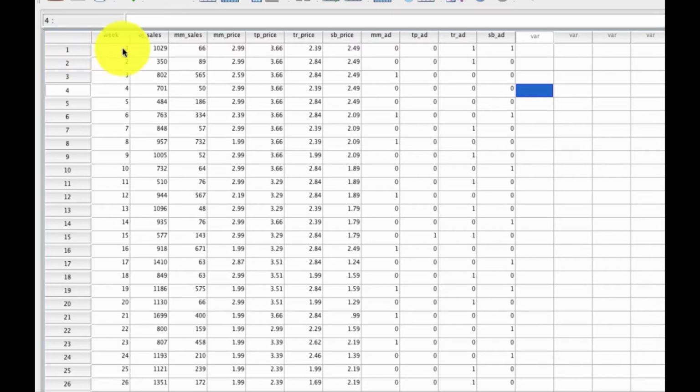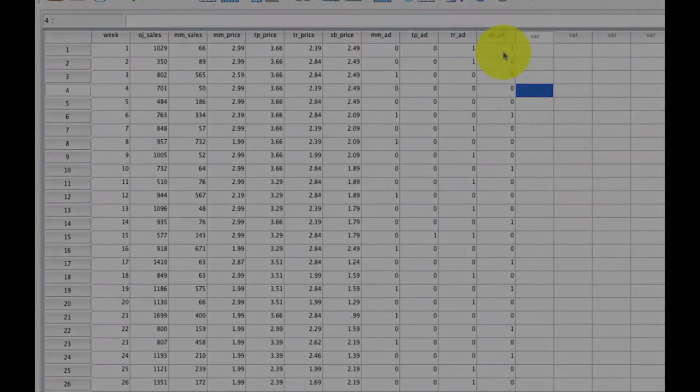So for instance, in this first row of data, there were 1,000 sales, 66 were for Minute Maid. Minute Maid charged $2.99, Tropicana Premium was $3.66, Tropicana Regular was $2.39, the store brand was $2.49. Minute Maid did not advertise, Tropicana Premium did not advertise, Tropicana Regular did advertise, and the store brand also advertised.